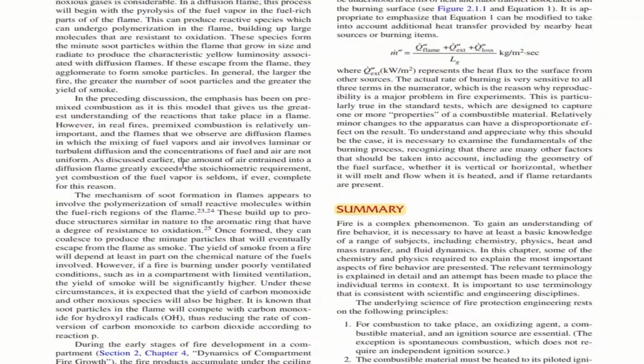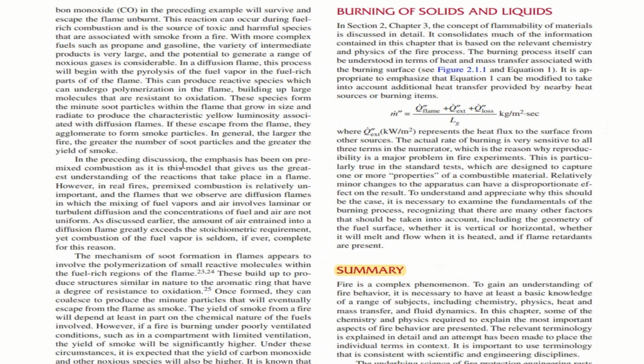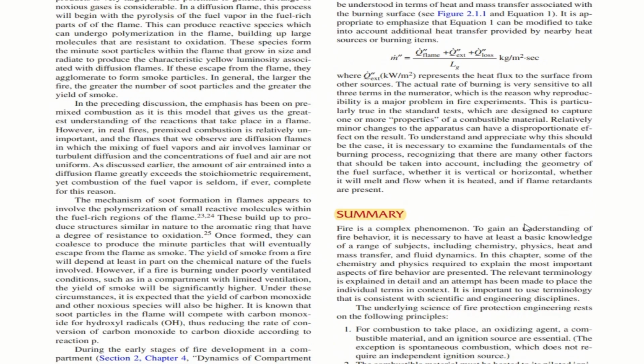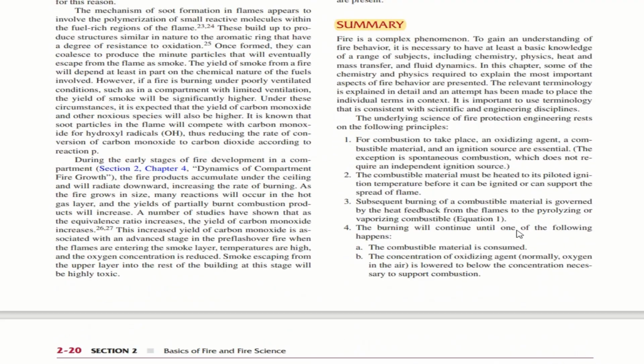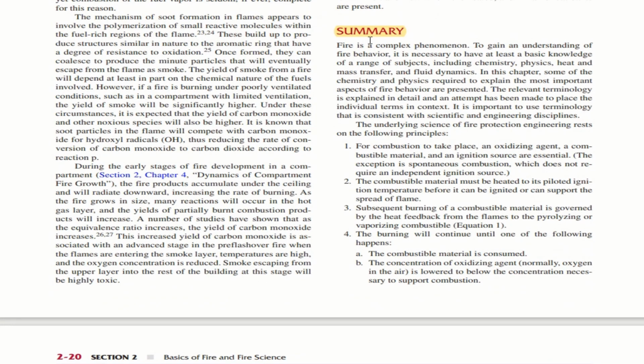So in chapter 1 we have only points related to the definitions of physics and chemistry, and in the summary I will just go through for your easy understanding. Fire is a complex phenomenon. To gain an understanding of fire behavior, it is necessary to have at least a basic knowledge of a range of subjects including chemistry, physics, heat and mass transfer, and fluid dynamics. In this chapter, some of the chemistry and physics required to explain the most important aspects of fire behavior are presented.